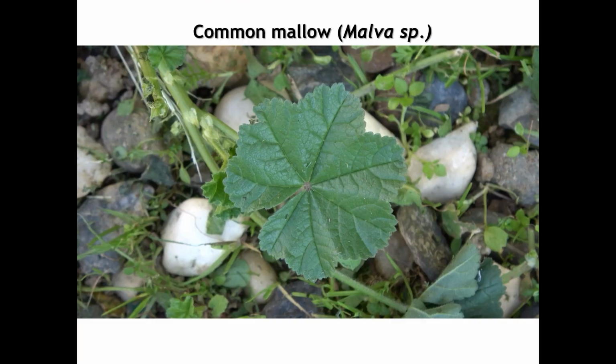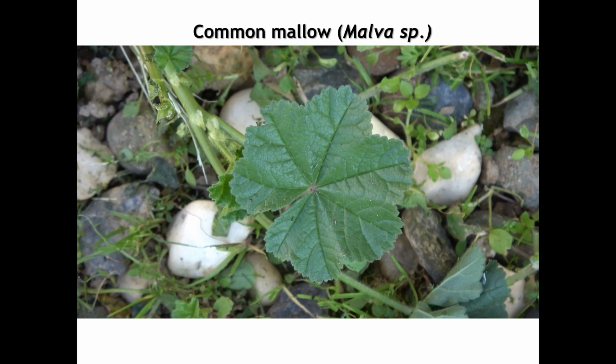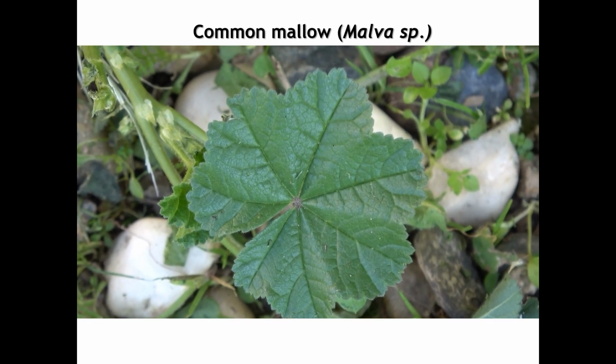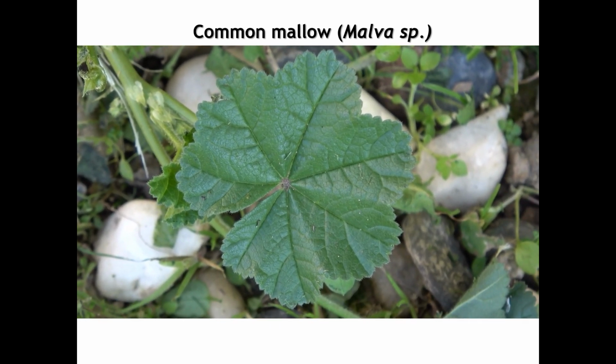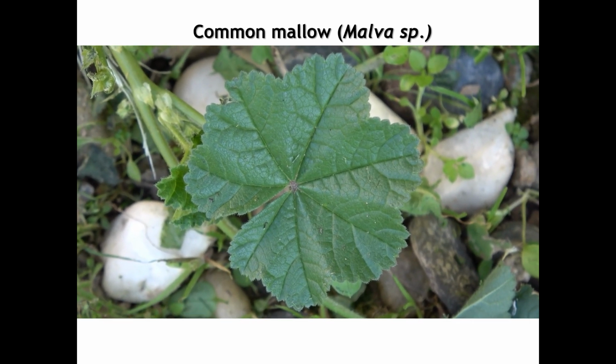It's one of the easier plants to recognize by its characteristic leaf shape. You can see the round leaf and the leaf structure, so it's comparatively easy to recognize this weed in comparison to what we've been seeing so far.